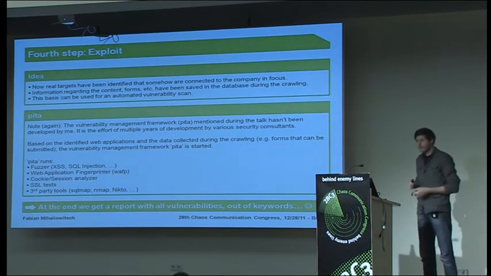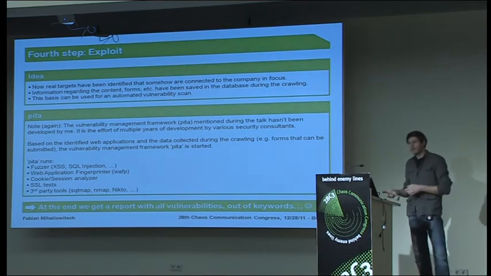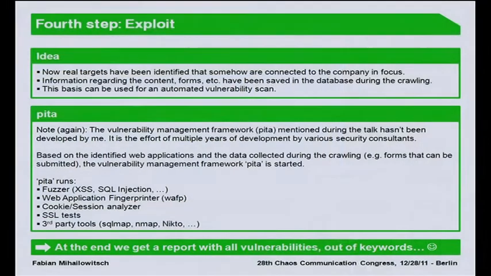There are fuzzers for cross-site scripting and SQL injection, so they are run against the information on the forms stored in the database. We start a web application fingerprinter automatically, which gets the MD5 hash of the websites and checks whether it's a known product like WordPress or whatsoever. We do have cookie session analyzers. We start SSLTest. We fire up third-party tools like SQLMap, Nmap, Nikto, and run them against the targets. And at the end, aggregate the results into one report.